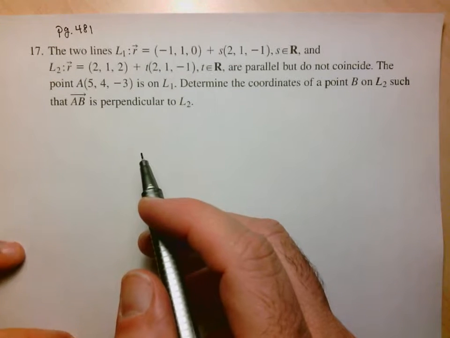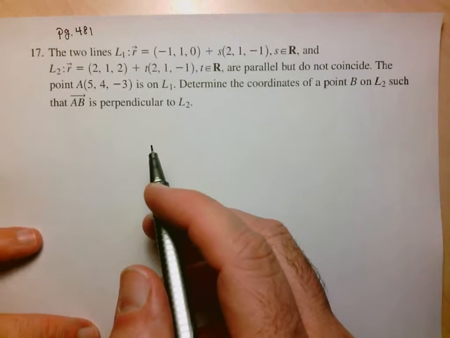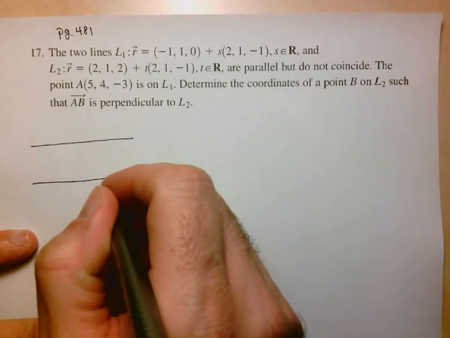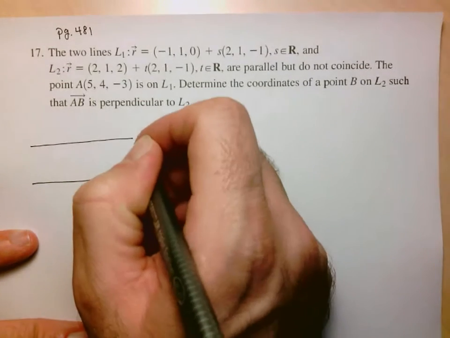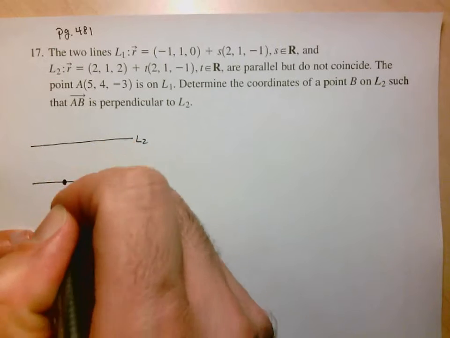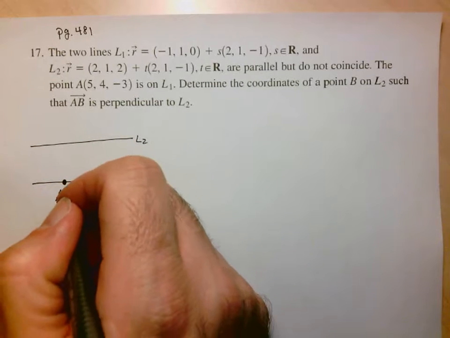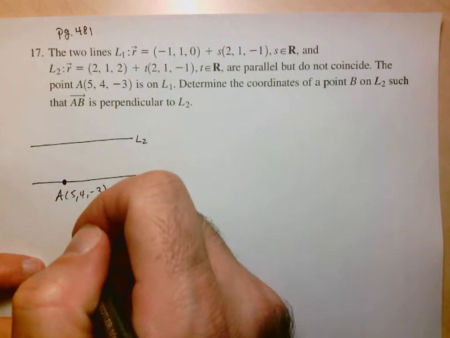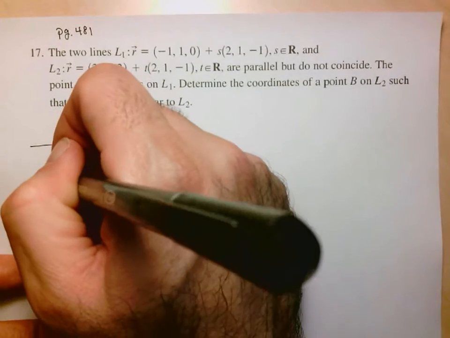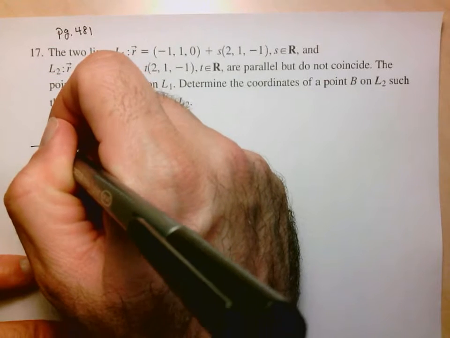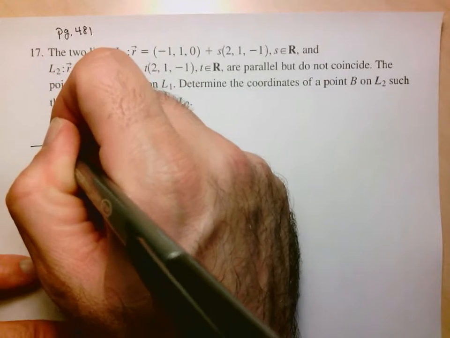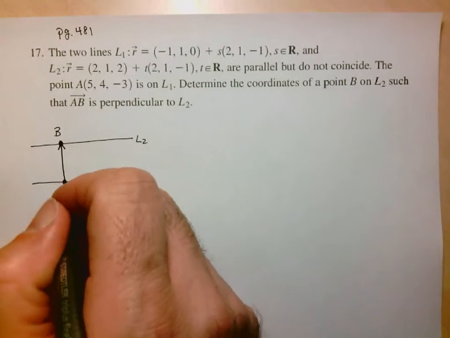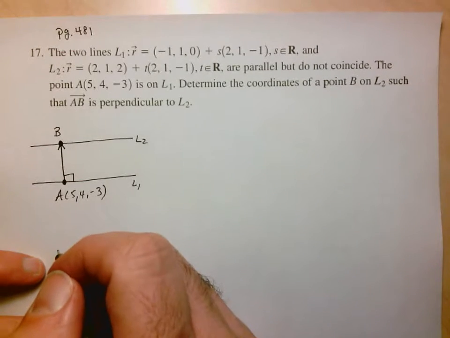So again, to do this problem, I think it's best to draw a diagram and see how we can set something up. We've got two parallel and distinct lines, so we'll call this L1 and L2, and we know point A on L1 is (5, 4, -3). We need to find a point on L2 such that the vector from A to B is perpendicular to the lines. So point B is somewhere there, and it's got to be perpendicular to the lines.